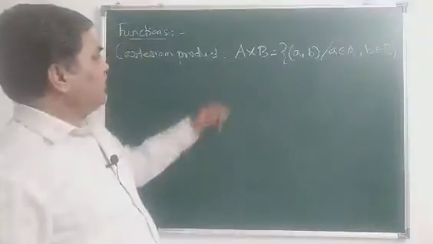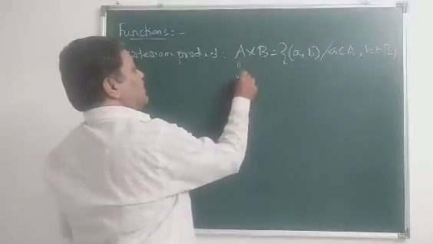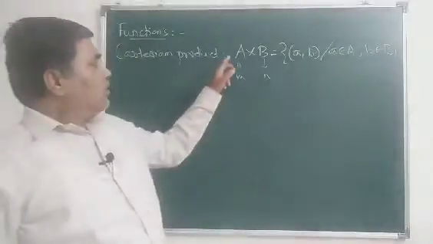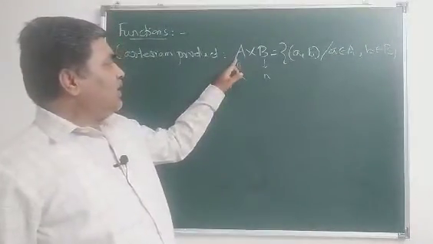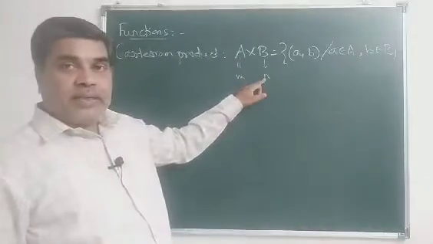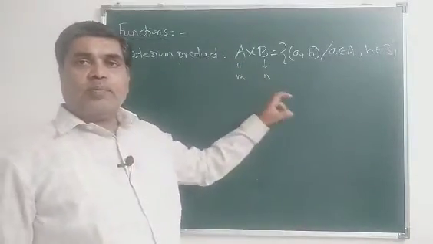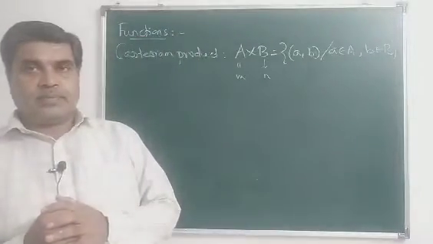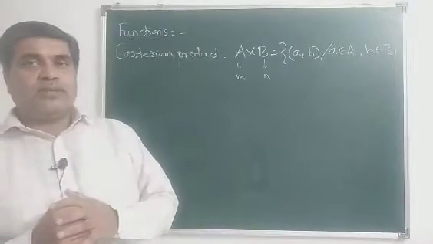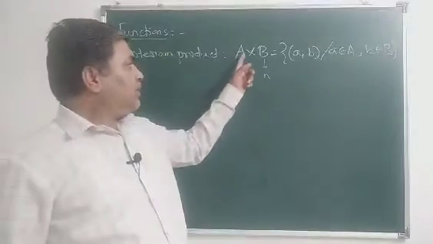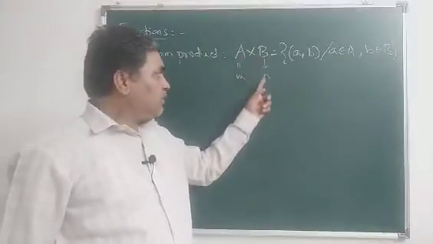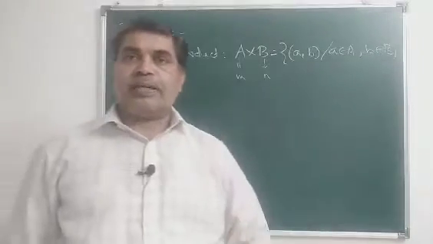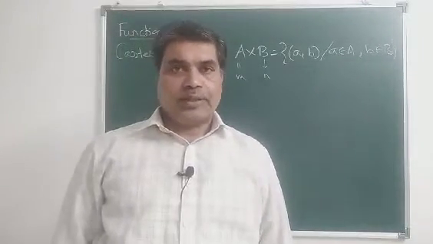By observation, if A has say m elements, B has n elements, then for every element in A, we will get n pairs. So the total number of pairs in A cross B will become m into n. So if the number of elements in A is m, and in B is n, then the number of elements in A cross B, the Cartesian product of A and B, is m into n.